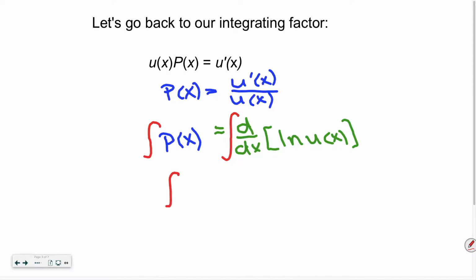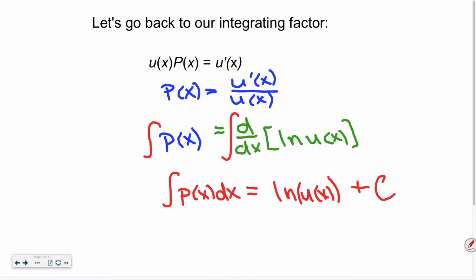So I'm going to keep this. We know nothing about the integral of p of x because we don't know p of x. But we do know that the integral of a derivative would be just the stuff in the middle. That kind of looks funny, but feel with me here. And we are going to have that plus c, okay?